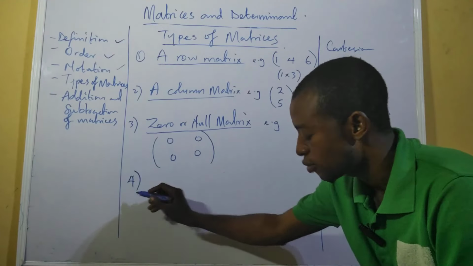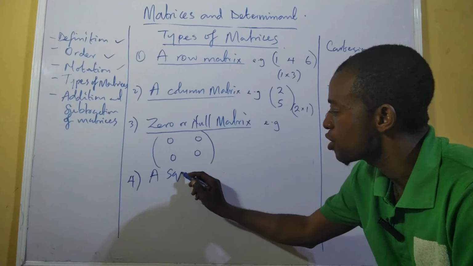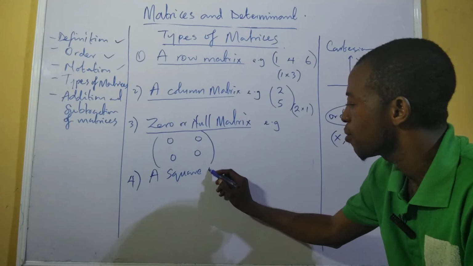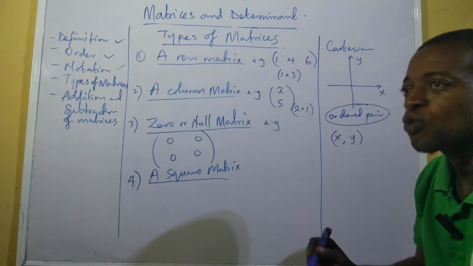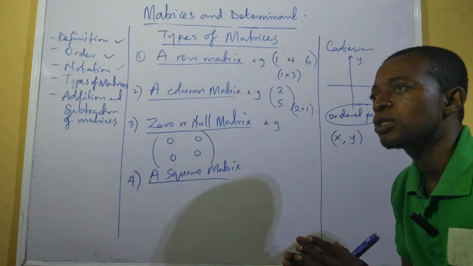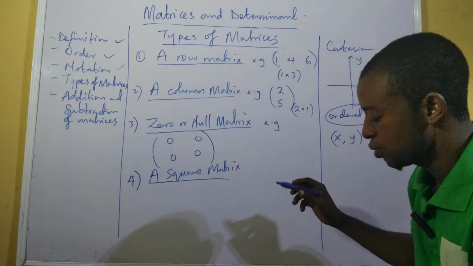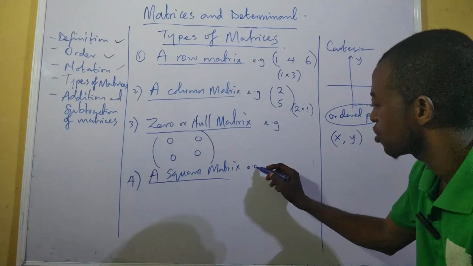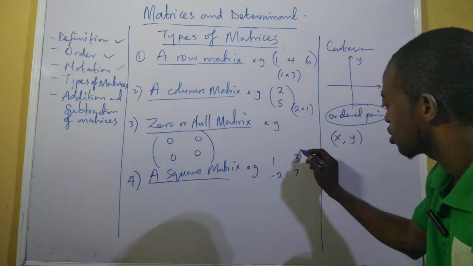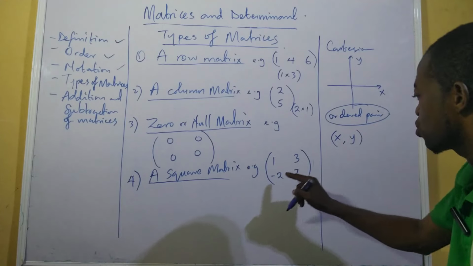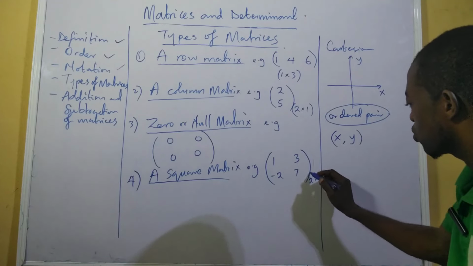Next, we also have what is called a square matrix. This type of matrix has an equal number of rows and columns, e.g., we can have the matrix 1, 3, minus 2, 7. This has 2 rows and 2 columns. We call it 2 by 2, which is a square matrix.